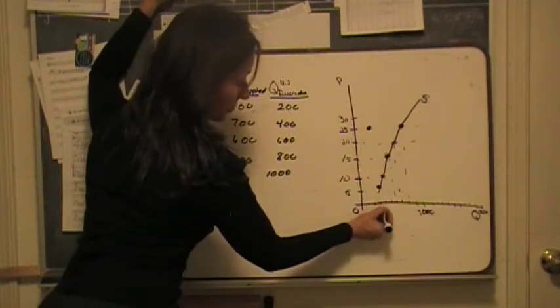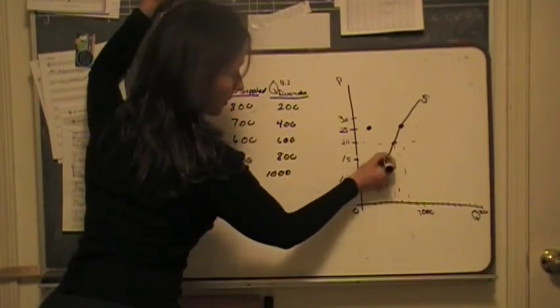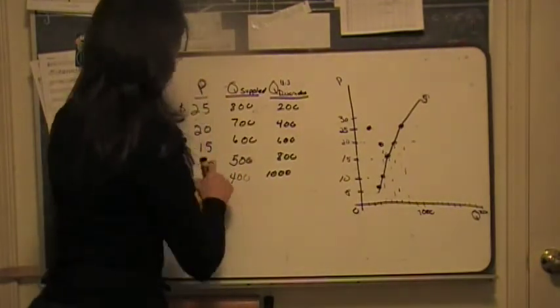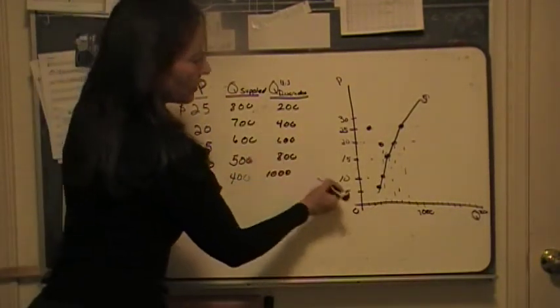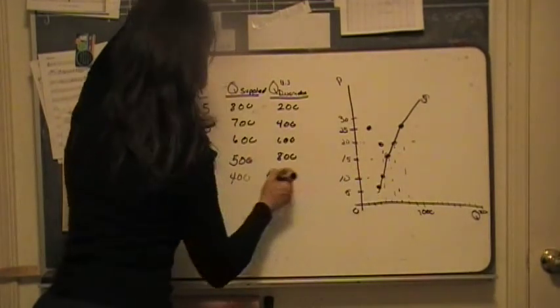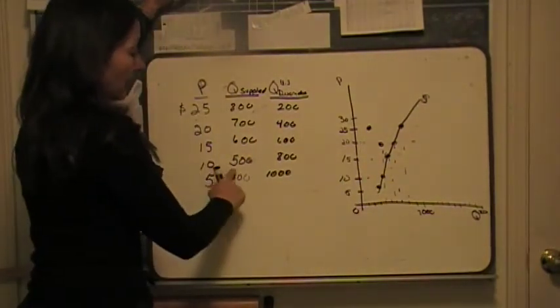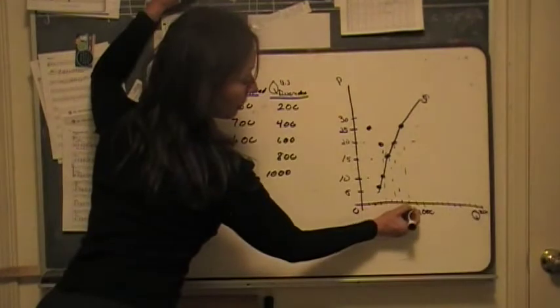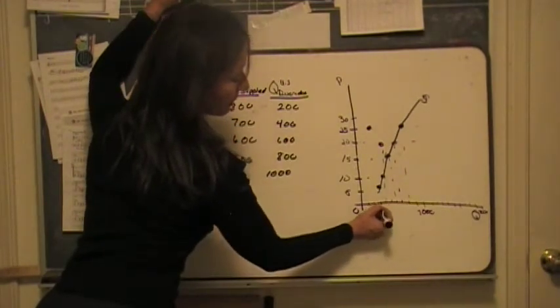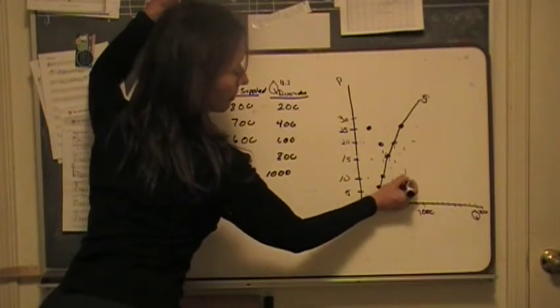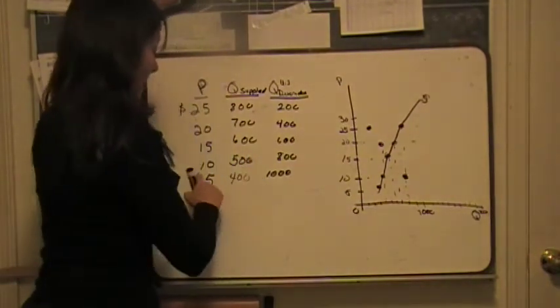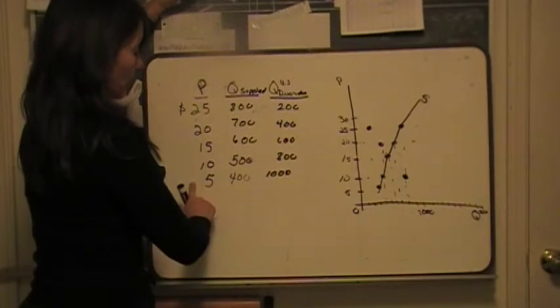Okay, 400, and you're going to go up $20. Okay. Price drops to $15, 600 pounds are demanded. Okay. Price drops to $10, then 800 pounds. It's kind of inexpensive at $10, so 800 pounds are going to be demanded.